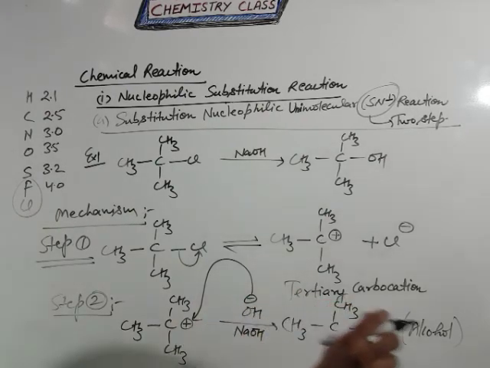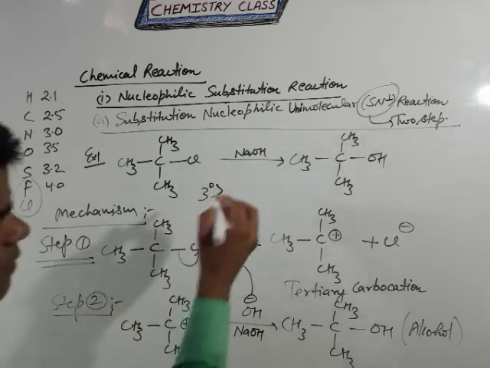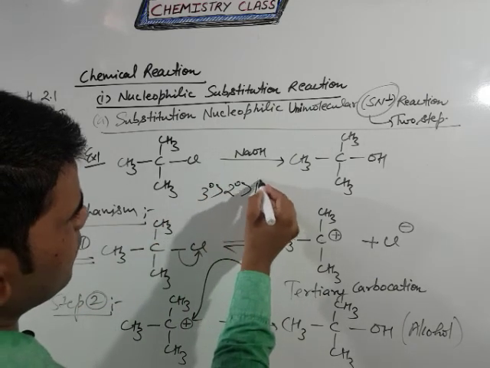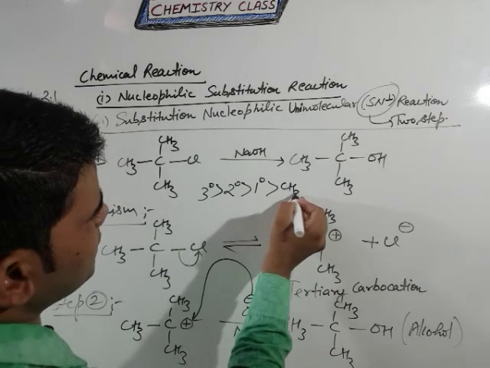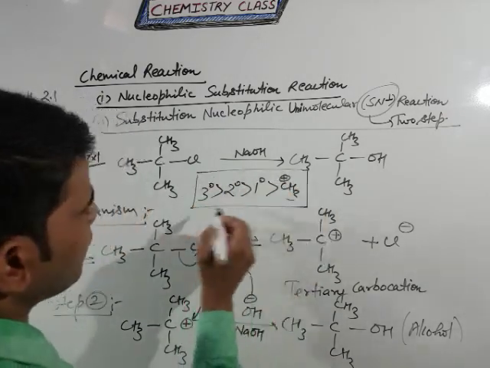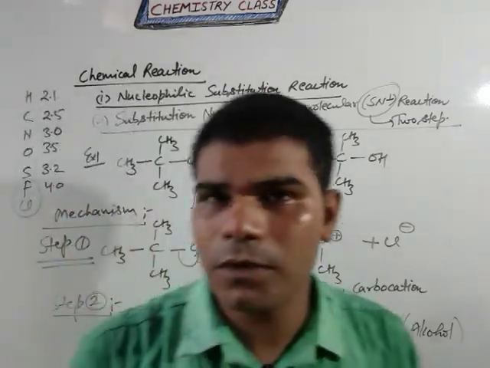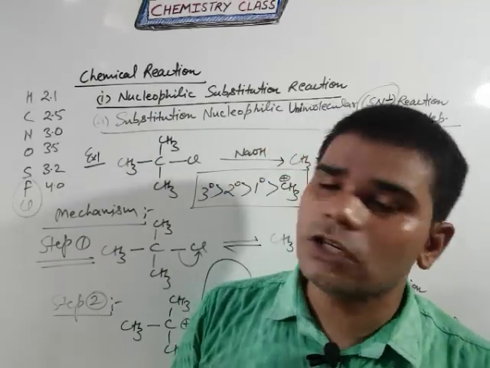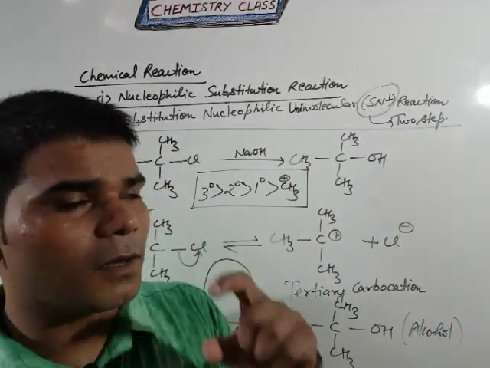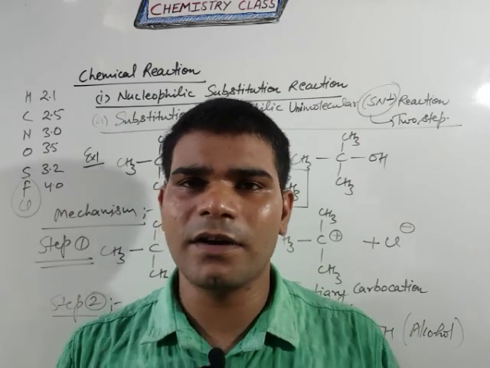Now come to the order of this reaction. The order is: tertiary is most stable, then secondary, then primary, then methyl carbocation. So it is the reverse order of the SN2 reaction. So students, I hope you understand the nucleophilic substitution reaction. Part 1 is the SN2 and SN1 reaction, and all the best.